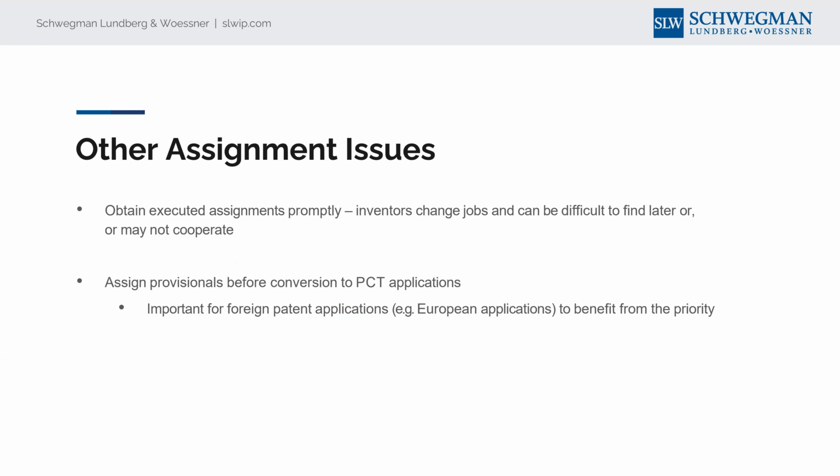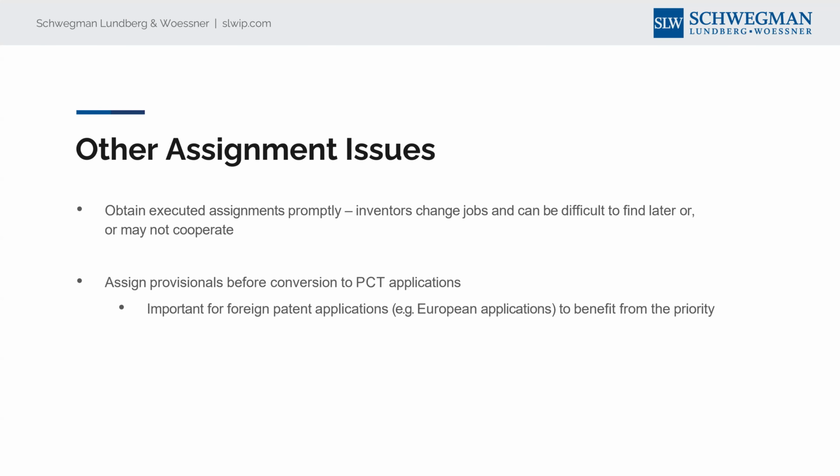Another reason to get this stuff buttoned up quick: you'll often find that inventors are mobile. They might go to different companies, or if they're at a university, they might graduate or go to a different institution. Sometimes when inventors change jobs, even if they're obligated to assign, it can be tricky to track them down. So it's in your best interest to assign as soon as possible. It's not uncommon that when you have your final draft reviewed and you file the patent application, you send out assignments the same day.